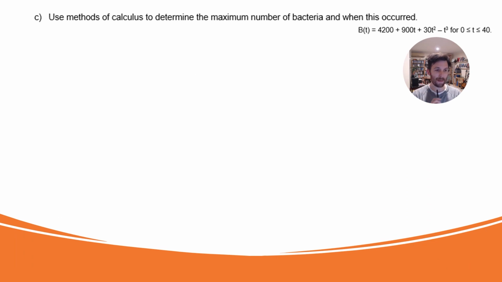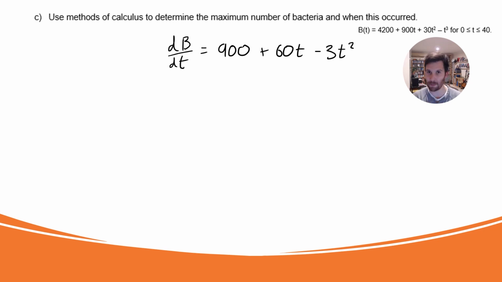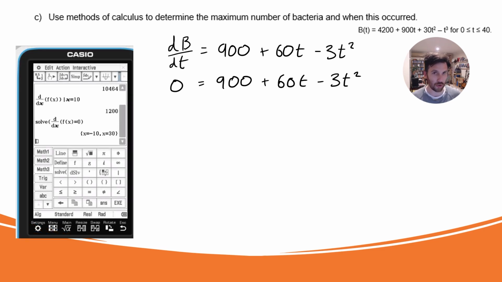So we're going to use methods of calculus to determine the maximum number of bacteria when this occurred. So now our calculus brain goes, okay, I've been asked to find a maximum. That means I'm going to need a stationary point. So this would be my working out for this question. I'm going to write down what my derivative is. We've already figured that out in the previous part of the question. I'm going to set it to 0 because the gradient at the stationary point is going to be 0. And then I'm going to use my calculator to solve that for us.